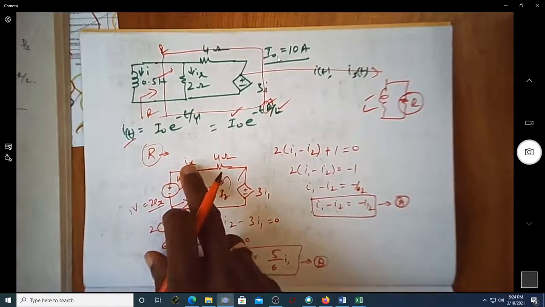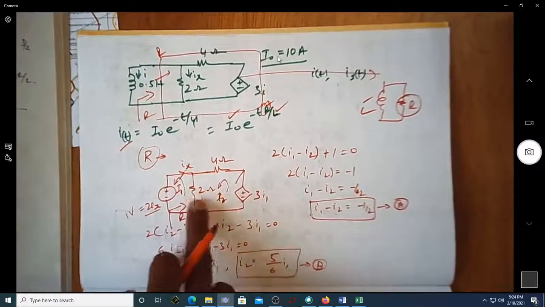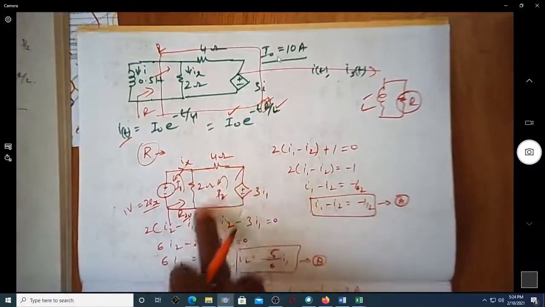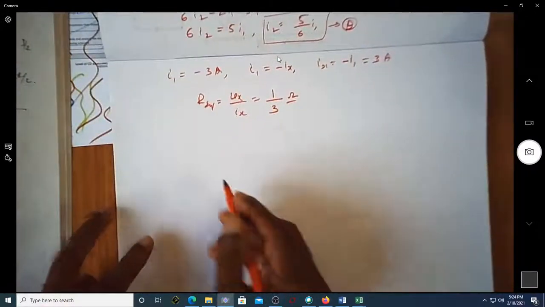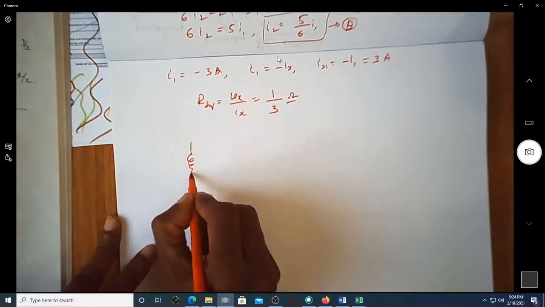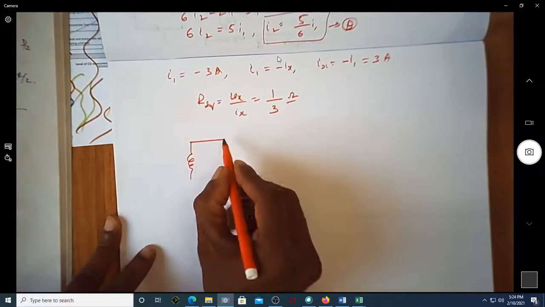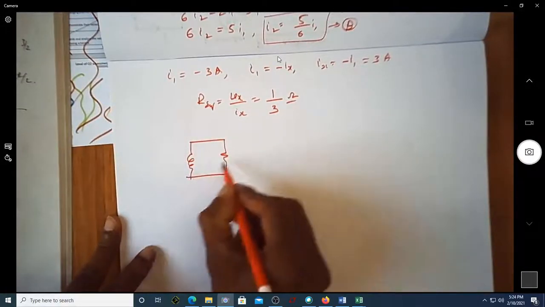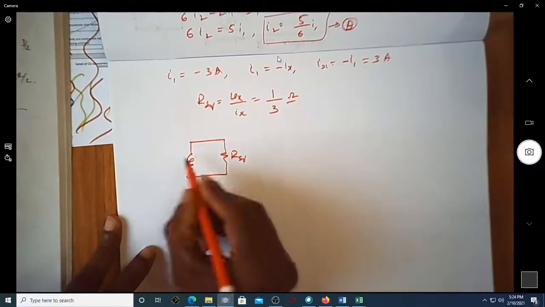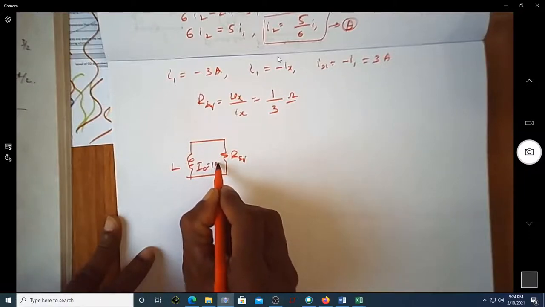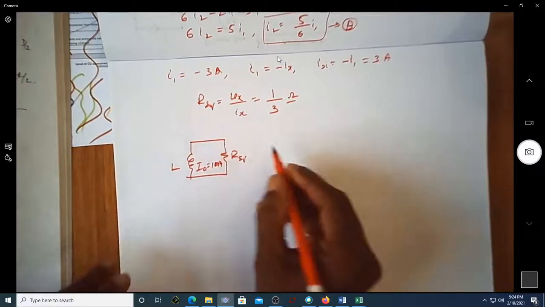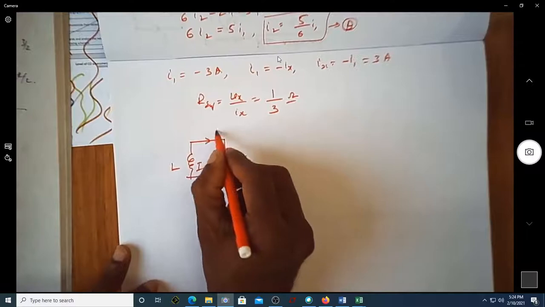So once you know Ix, Vx by Ix happens to be the internal resistance of this entire network, which is found out to be 1 over 3 ohms. So now what you have is something like this. This is my R equivalent and this is my L, having a current I0 equal to 10 ampere. Now I'm looking at what is I.